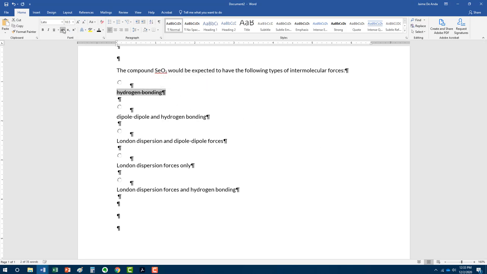So hydrogen bonding, out. Dipole-dipole and hydrogen bonding, that one's also out. London dispersion forces and hydrogen bonding, that one is out. So notice that, like in all kinds of multiple choice questions, you can usually eliminate 3 out of 5, and that leaves you with 2 of them. London dispersion and dipole-dipole, or London dispersion forces only. Now remember, every single compound should have London dispersion forces. So we're definitely going to leave those in there. They're always going to be in there. The question now is, does this molecule have dipole-dipole forces?